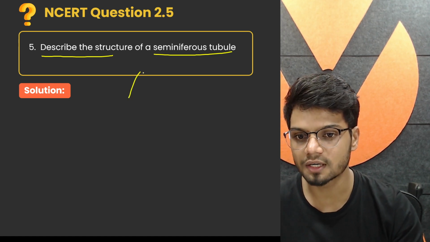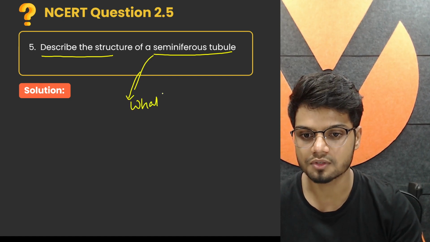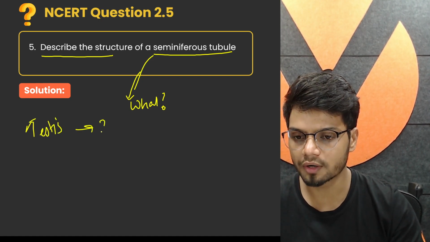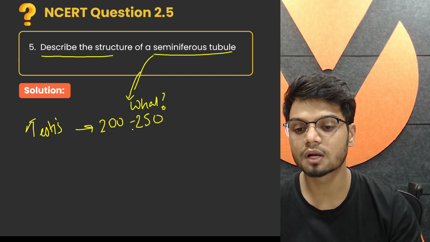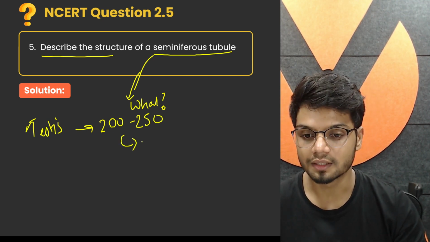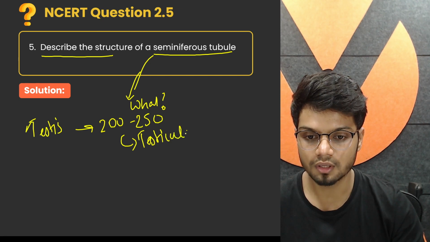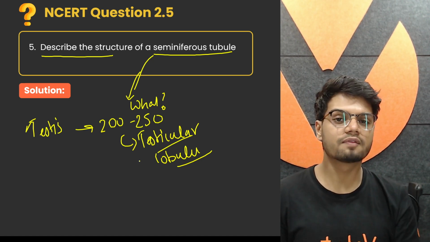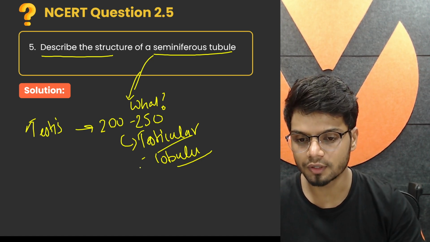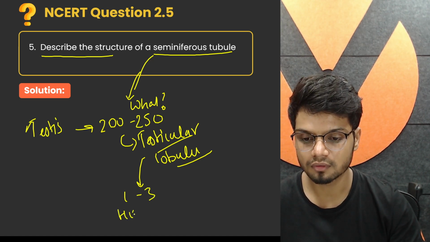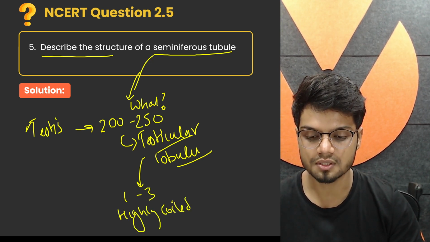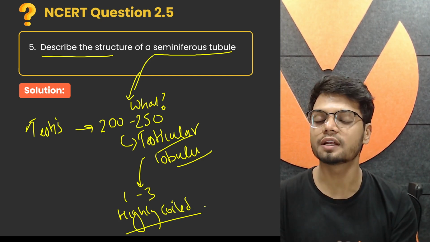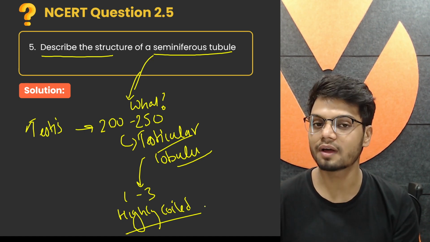Before the structure, you need to understand what is seminiferous tubule, right? We know testis. Testis is made up of around 200 to 250 compartments called your testicular lobules. Now, inside these 250 compartments or testicular lobules, we have 1 to 3 highly coiled structures. These highly coiled structures are called your seminiferous tubules, and this is the exact location where sperms are produced.